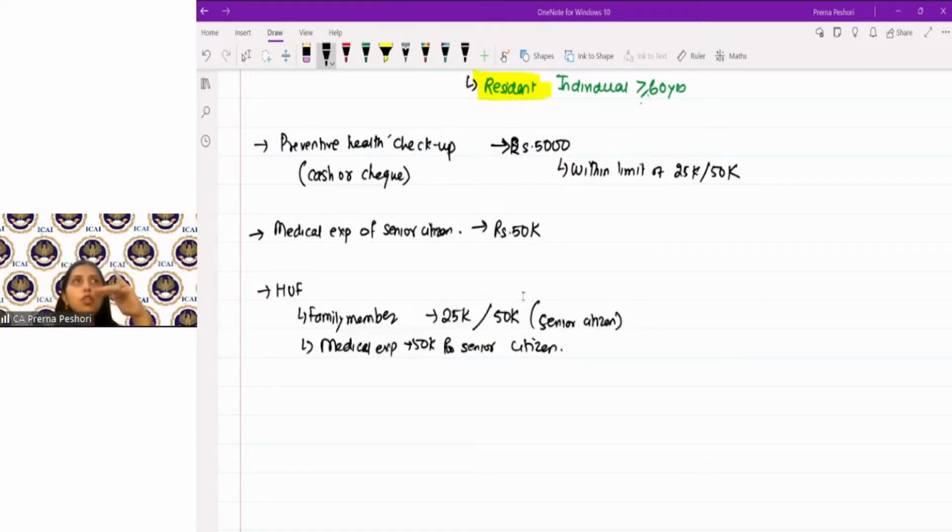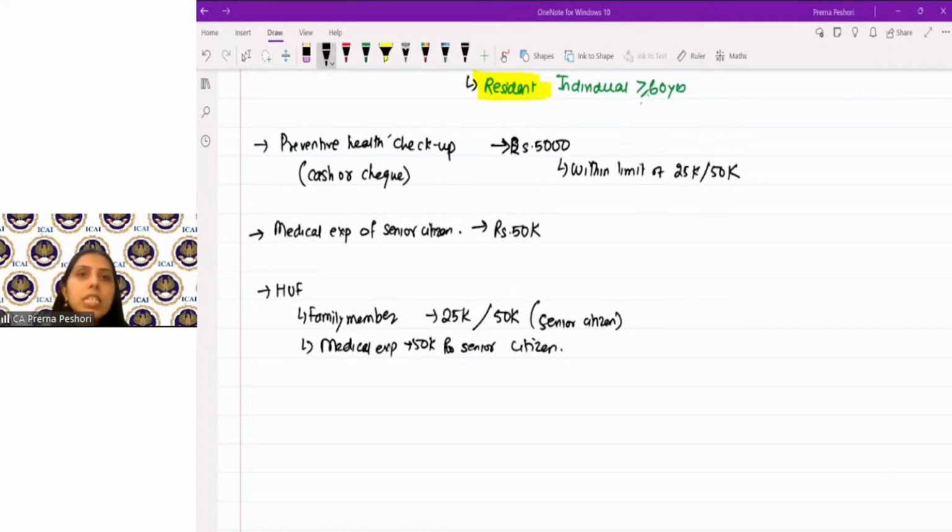Even if one parent is covered by a medical premium, and another is not, then the aggregate amount that will be allowed to you is 50,000, whether you are paying for the medical expenditure for one parent and the premium of another parent. Clear? Are we clear? Any doubt?